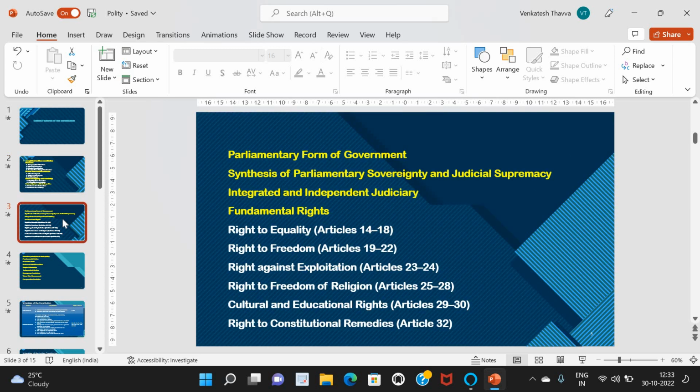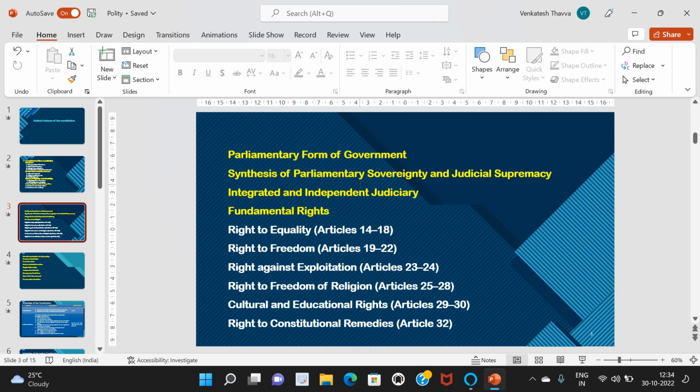Next feature is parliamentary form of government. The Constitution of India opted for the British parliamentary system of government. The features of parliamentary government in India are the presence of nominal, that is de jure, and real, de facto, executives, majority party rule, collective responsibility to the Lok Sabha, leadership of the Prime Minister at the central level, Chief Minister at the state level, and dissolution of the Lok Sabha. This type of government is present at both state and central levels.